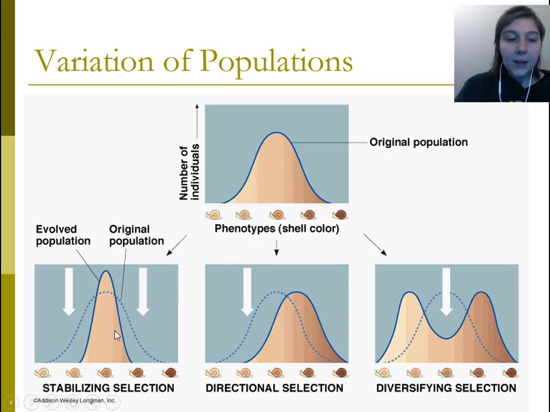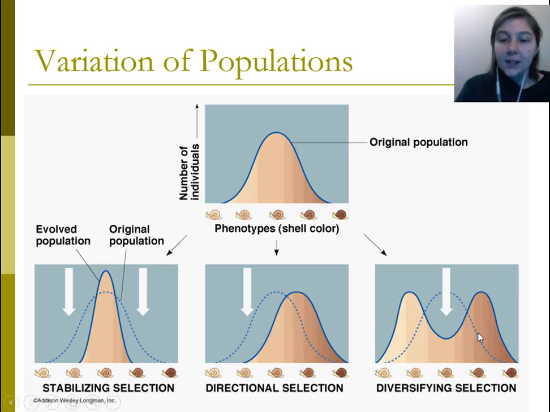Our first type is called stabilizing selection. Stabilizing because we group up in one point. So usually the intermediate phenotype, as you see here, our evolved population is going to be mostly that middle shade. In directional selection, the population is going to shift to one side or the other. In this case, it is going to a darker colored shell. So we move in one direction.